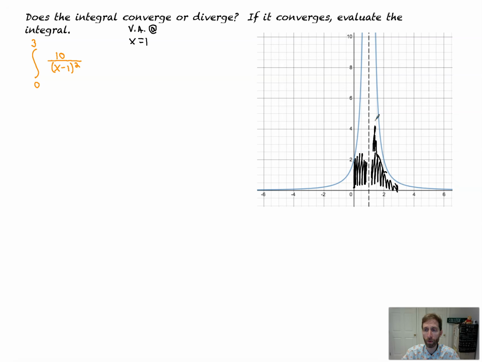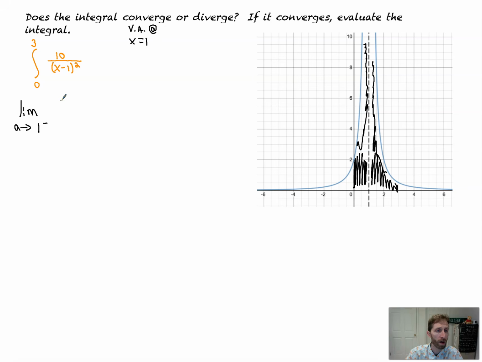So that's the area that we're looking for, all of this. We want to know, is it finite or infinite? So we have to split this up into two integrals. We'll take the limit as a goes to 1 from the left side, right? You're approaching 1 from the left, from 0 to 1. So that's from the left side of 1.